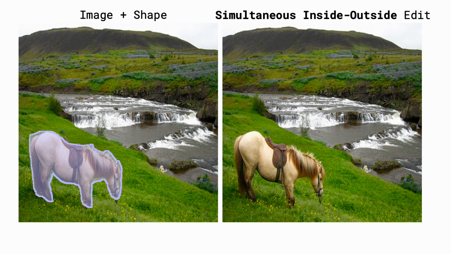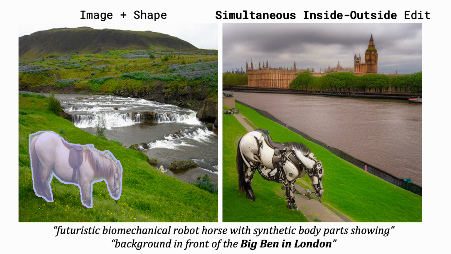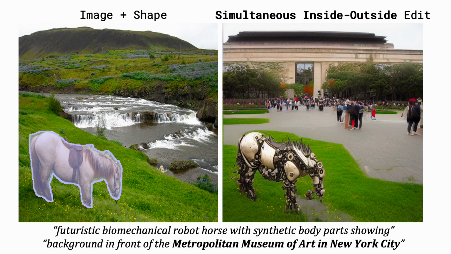We can also do simultaneous inside-outside editing, where we edit both the object and background, but still respect the shape relationship expressed by the input mask. For example, going from this horse to a futuristic biomechanical horse and changing the background to the Big Ben in London, or changing the background again to the Met in New York City.